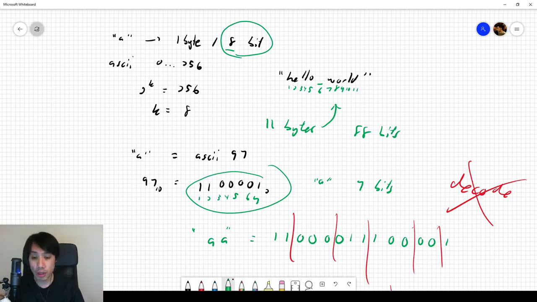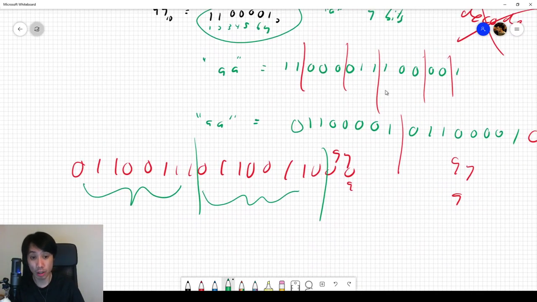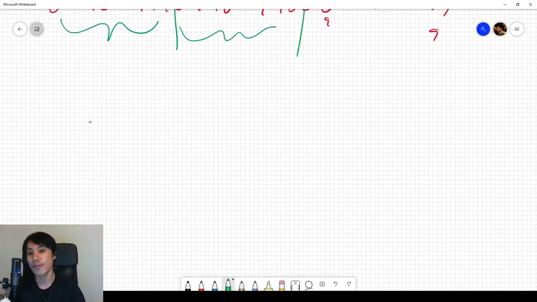Yes, I'm using more memory, but as a trade-off, I'm able to encode and decode without any problem, without any issue. But I'm wasting a lot of memory. So if you consider I'm trying to compress, I'm going to encode or compress the English language.